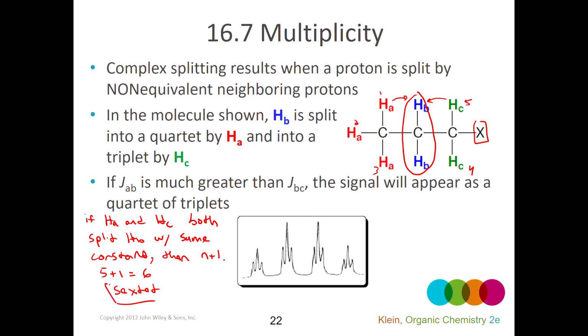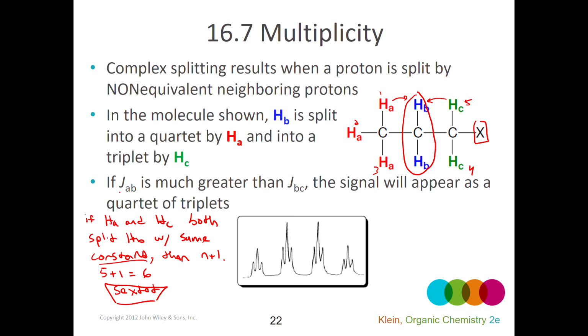I might see that, but I might not. It depends on what the coupling constants are. So what are some other scenarios? If A is splitting B and C is splitting B, and both those are happening with the same coupling constant, I would expect to see a sextet. Well, what if the coupling constants are different?